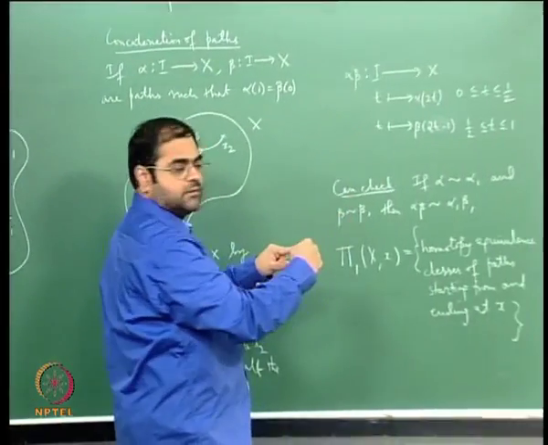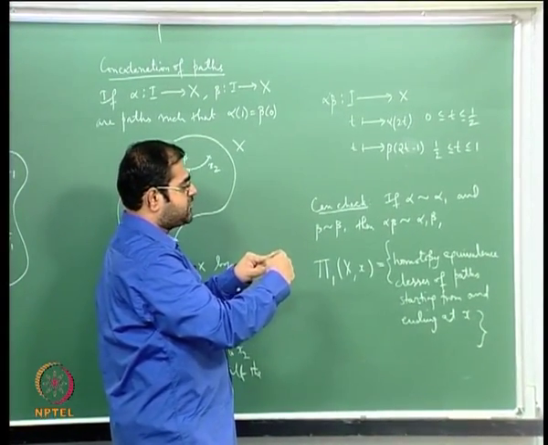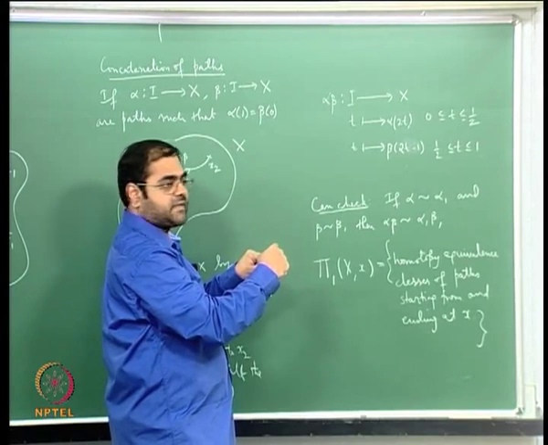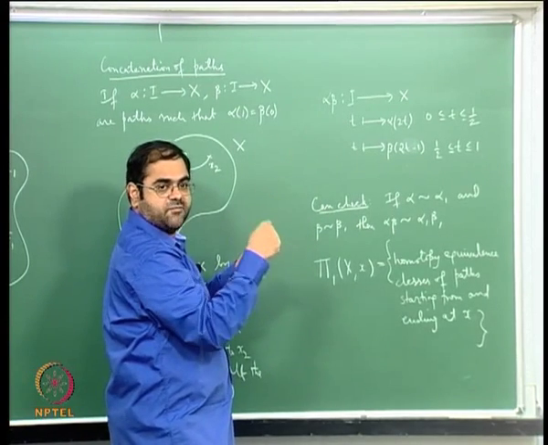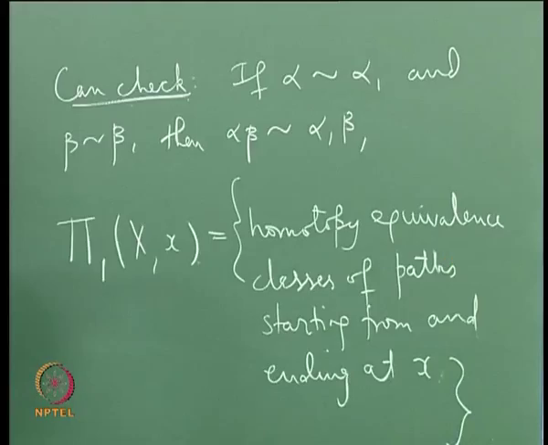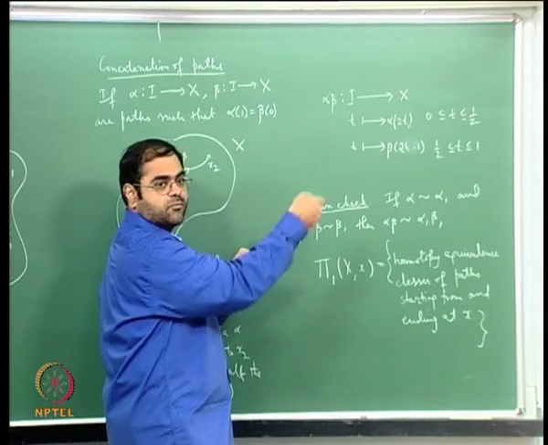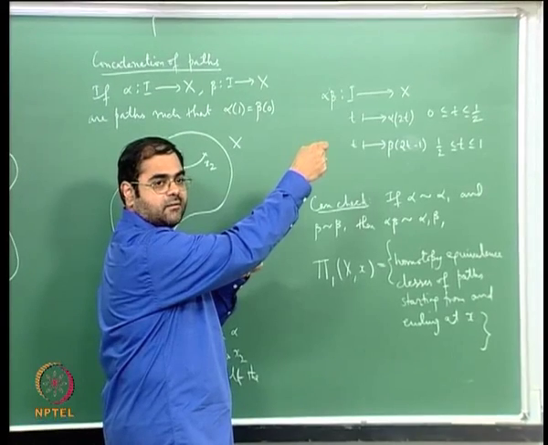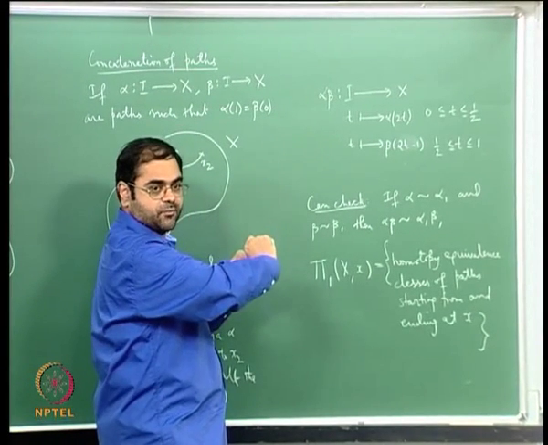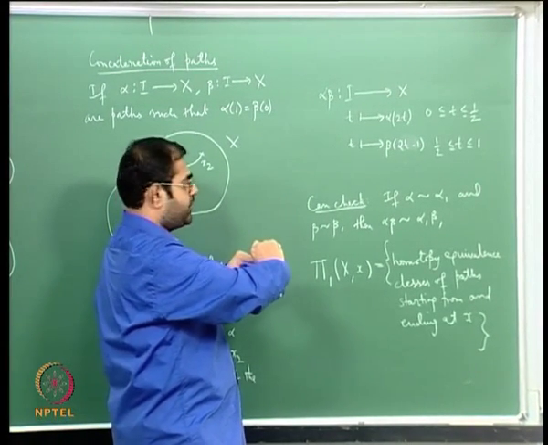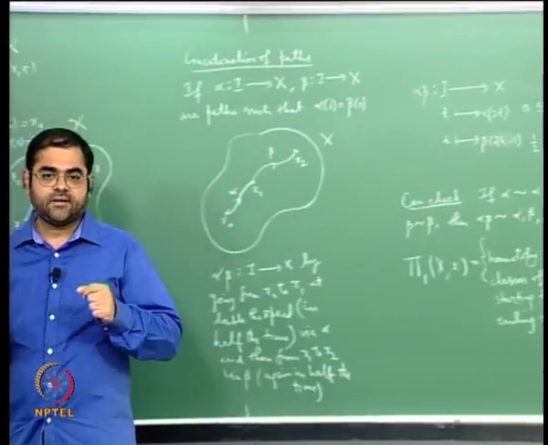So take a loop, and then its inverse will be going the other way. I'm saying this followed by this can be deformed to the constant path, and the way I do it is just by pulling this loop out at time t so that I just come back to 0.